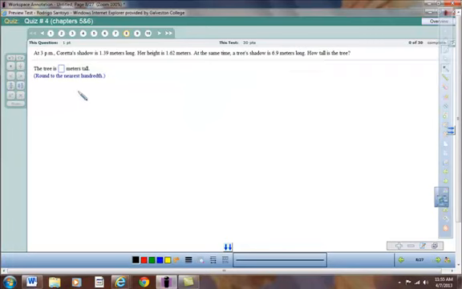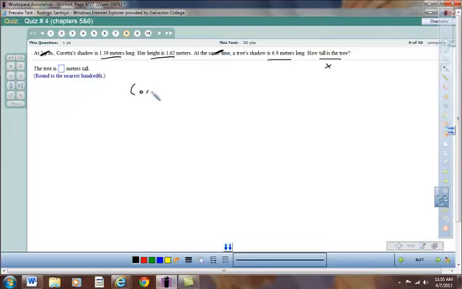Alright, this next one, a lot of numbers here. At 3 p.m., Coretta's shadow is 1.3 meters long, and her height is 1.62 meters. At the same time, the tree shadow is 6.9 meters long. How tall is the tree? That's what we're going to be looking for. So here, what we don't have to worry about is time. Okay, we could ignore the time part.